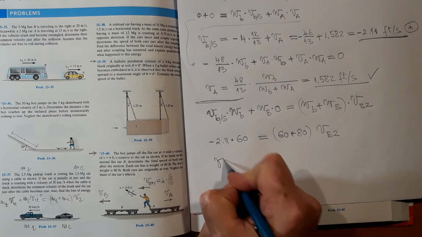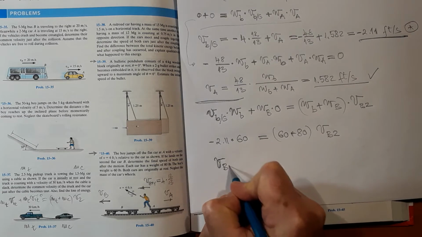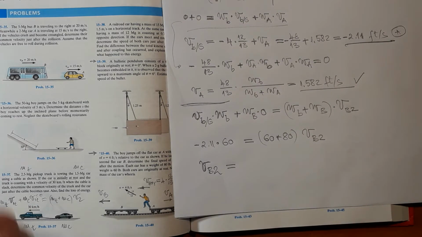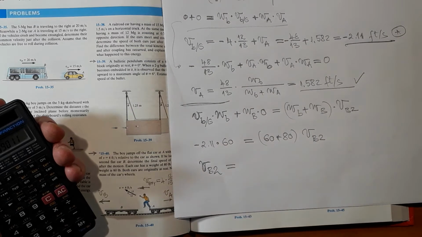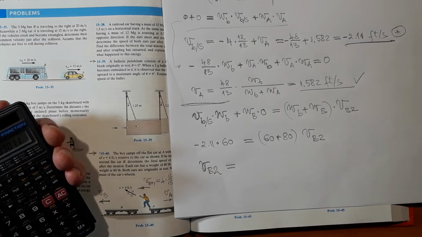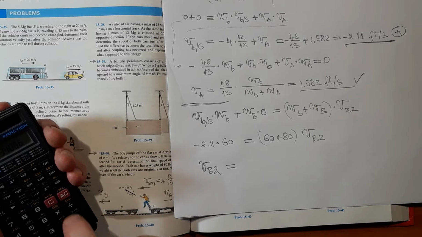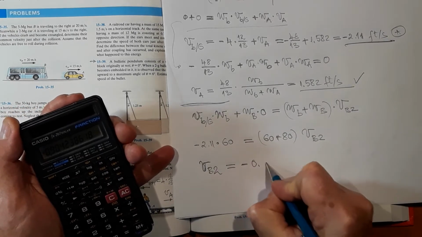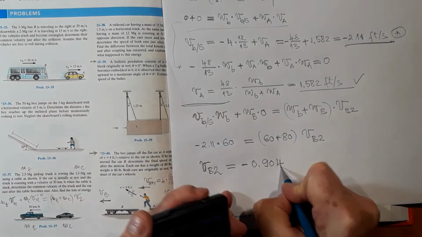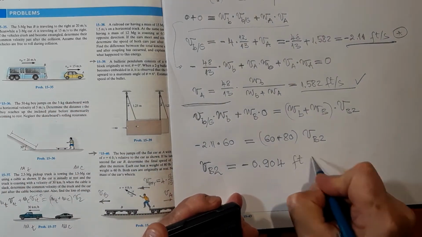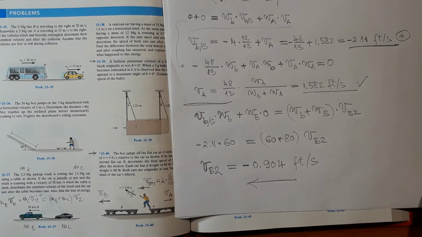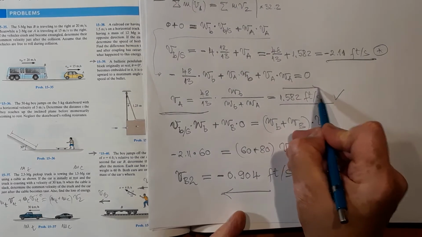Okay, so velocity of cart 2 after boy lands on it is, so this piece times 60 over parentheses 60 plus 80 close parentheses equals, so we have negative 0.04 feet per second. And again, negative, it means that is to the left. Velocity of A is to the right.